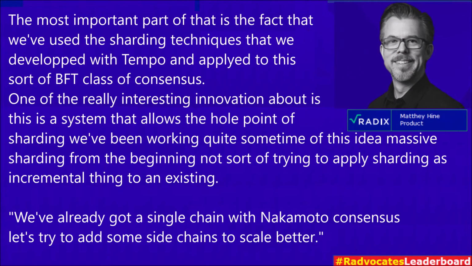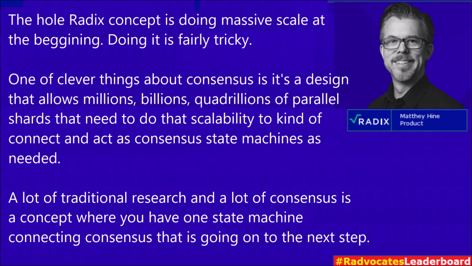You mentioned that the most important part of it is the fact that we've used the sharding techniques that we developed before for Tempo and applied it to this BFT class of consensus. One of the really interesting innovations is that the whole point of the sharding we've been working on for quite some time is this idea of massive sharding from the beginning, not trying to apply sharding as an incremental thing to an existing single chain that's already doing Nakamoto consensus, and saying, let's try to add some side chains on that to make it scale better. The whole Radix concept is doing it at massive scale from the beginning, because that's where you need to go anyway.